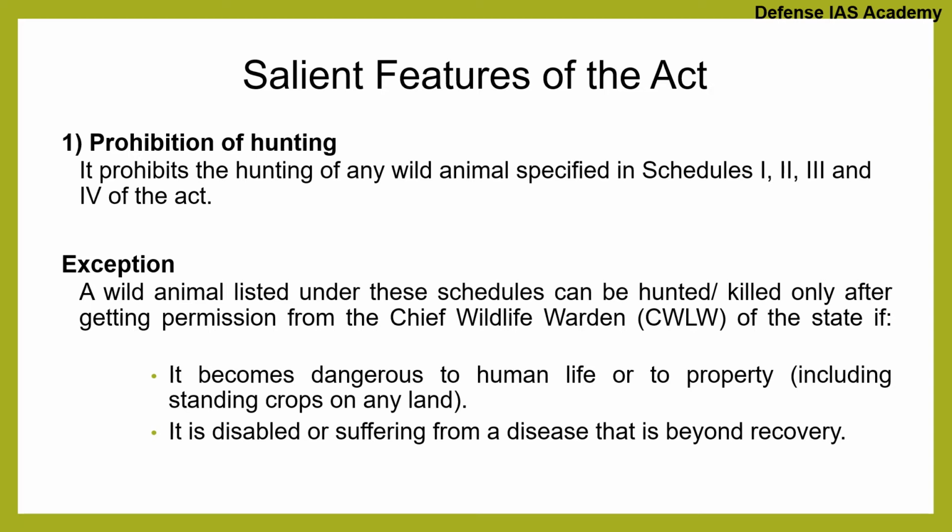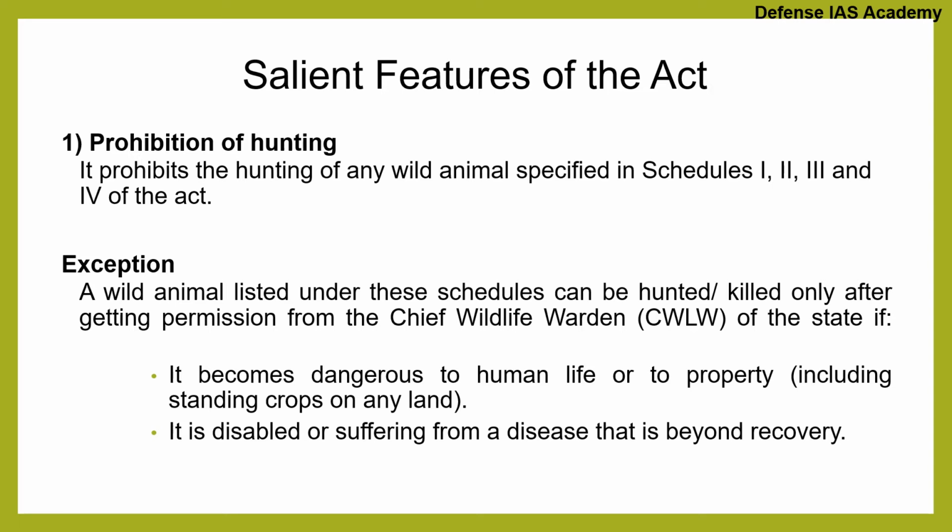So coming to the salient features of our Act, the first feature is that it prohibits the hunting of any wild animal specified in schedules 1, 2, 3 and 4 of the Act. Okay, we'll discuss the schedules in detail later. So just for the time being, we'll say schedules 1, 2, 3 and 4. So it prohibits the hunting of the wild animals specified in these schedules.